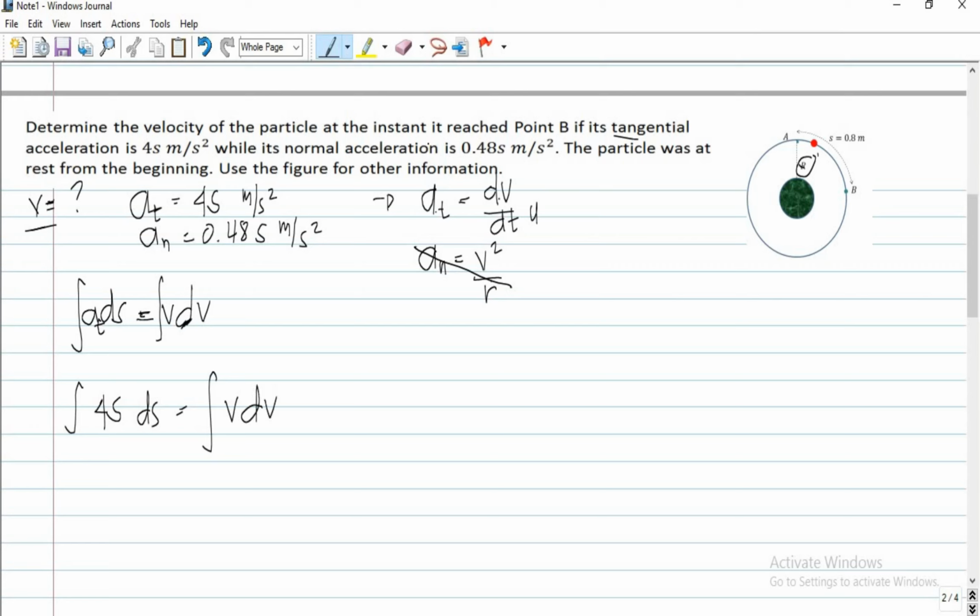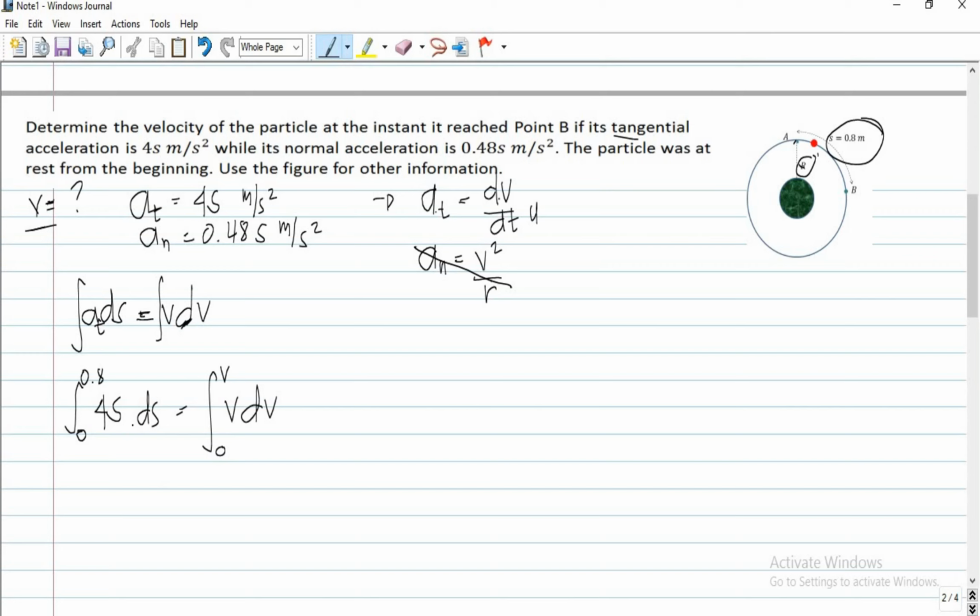Now, what would be my limits? Now, dito sa may problem, ang sabi dito, the particle was at rest from the beginning. So, initially, 0 yung ating position. So, ang ating lower limit ay 0. For dito sa may upper limit natin for ds, the distance traveled of the particle from point A to point B is 0.8. So, that will be our upper limit. For v dv, our upper limit is v.